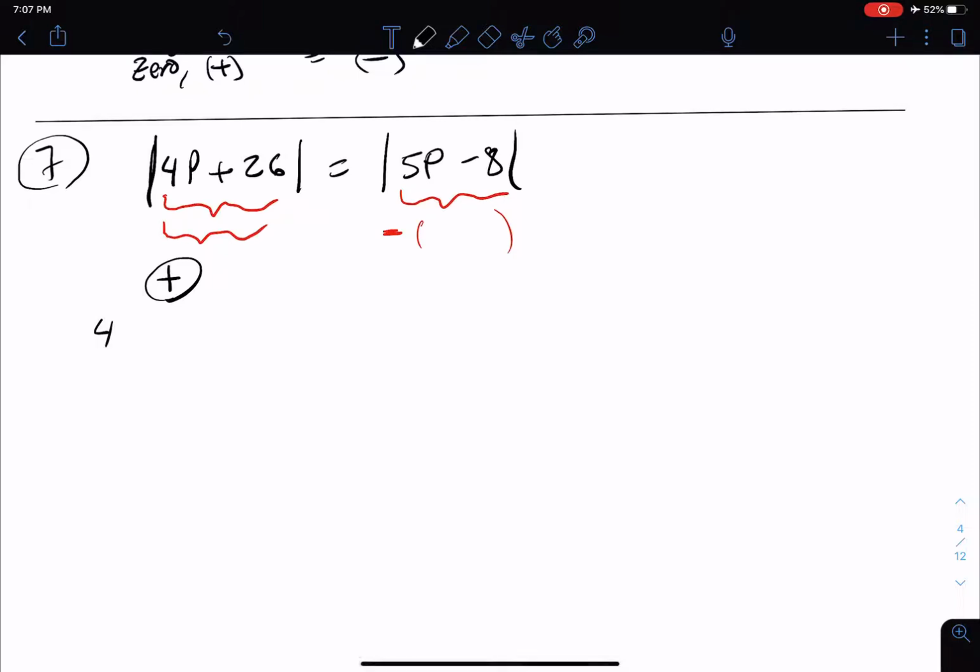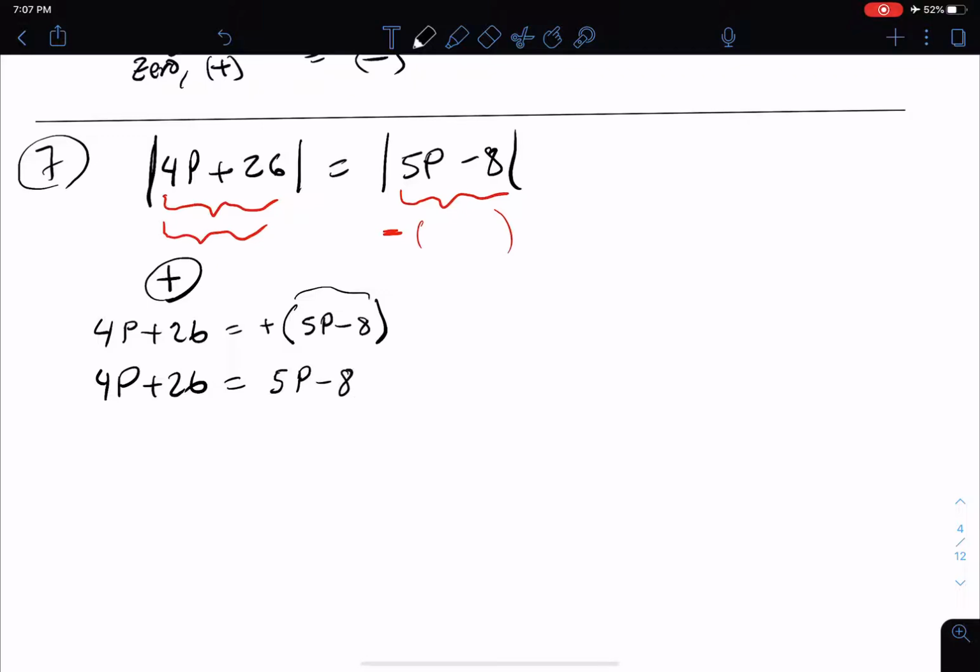So this is equivalent to 4p plus 26 equals the positive case. Now you don't really have to multiply by a positive 1 because it doesn't do anything, but I'm just doing that to show you the positive case. I want to know when this is positive, so it's just going to be 5p minus 8. I want the positive outcome of that whole expression. So now the negative case, this is the one where people mess up. Take your expression 4p plus 26. We want to know when that equals the negative of that expression. That expression is what? 5p minus 8.